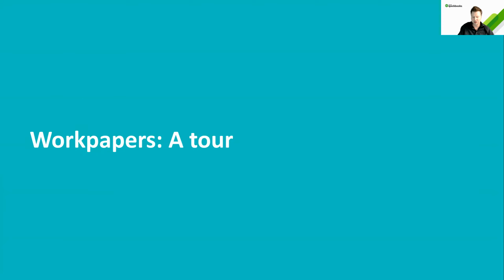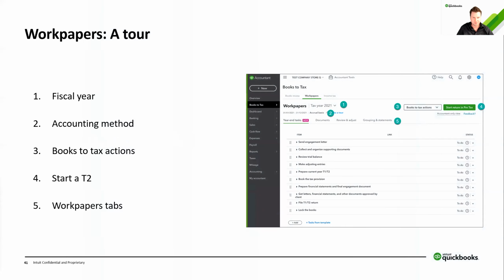Okay, so let's do a tour of WorkPapers. WorkPapers is in the Books to Tax area. If you're in your QBOA, your QuickBooks Online Accountant environment, at the top left where it says Accountant, under Overview, you will see the Books to Tax tab, which gets you into the Books Review, the WorkPapers, and the Income Tax, as I explained previously. Now we'll focus on the WorkPapers, so the second tab there. And once you jump into the WorkPapers environment, remember, to access this, you have to be in your client's file. That will give you the access to Books to Tax tab.